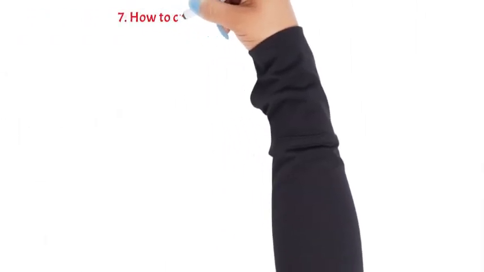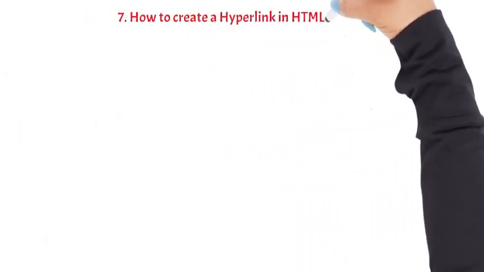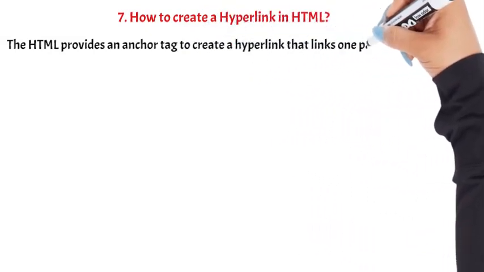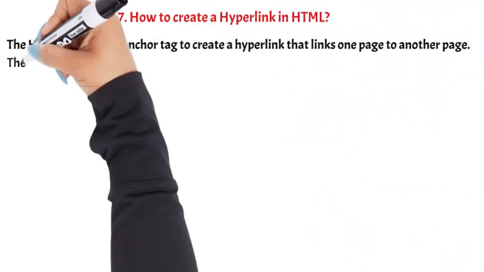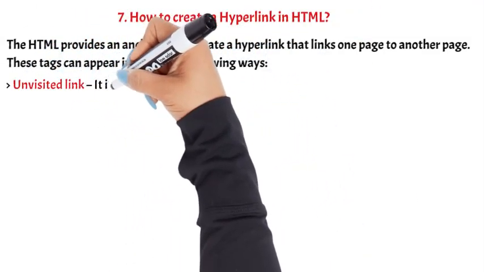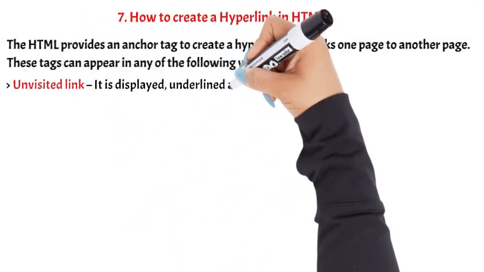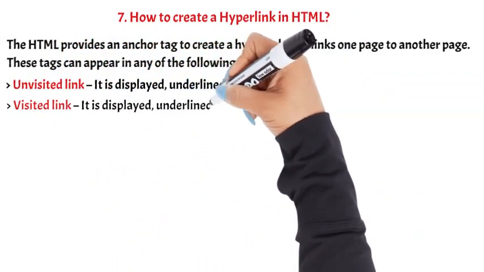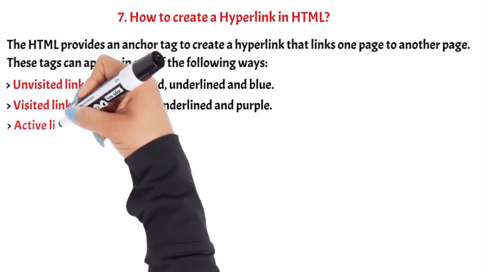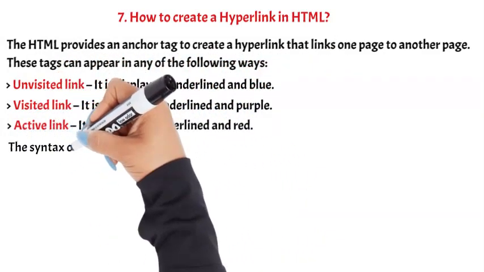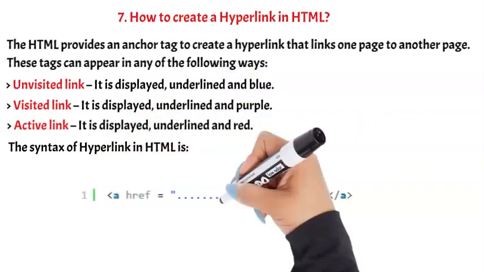7. How to create a hyperlink in HTML? HTML provides an anchor tag to create a hyperlink that links one page to another page. These tags can appear in any of the following ways. a:link, an unvisited link, is displayed underlined in blue. a:visited, a visited link, is displayed underlined in purple. a:active, an active link, is displayed underlined in red. The syntax of a hyperlink in HTML is.